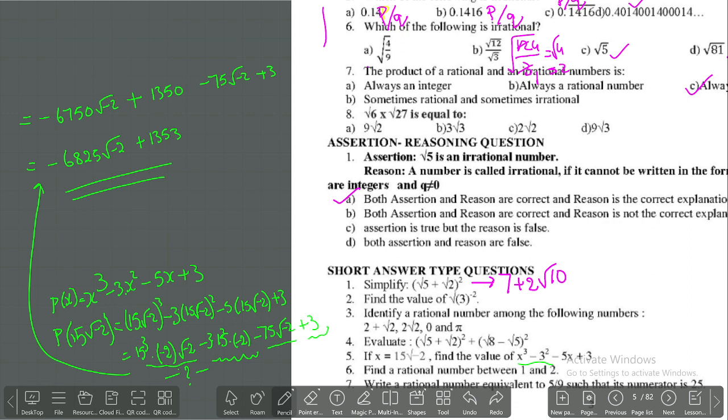Shall we? Next page. We'll go for the next page, after that come back. Okay.